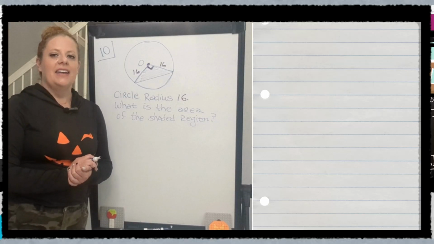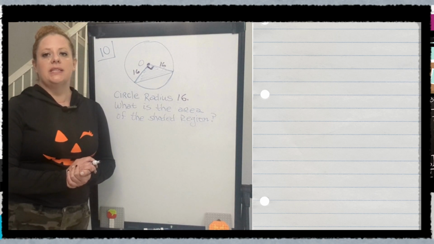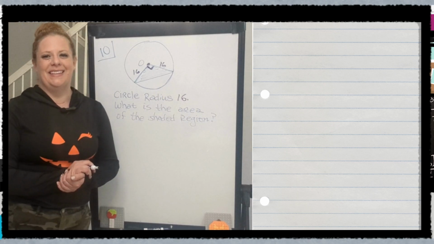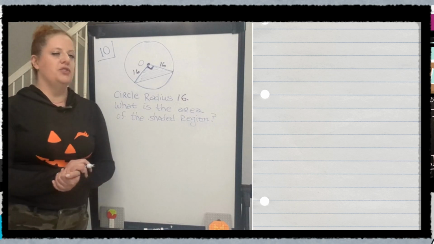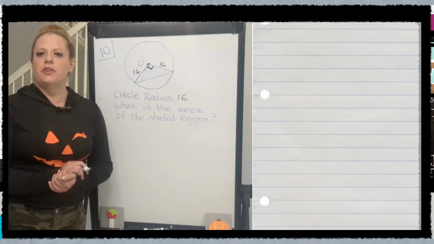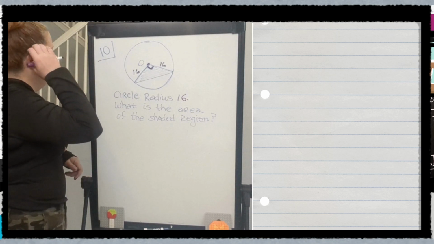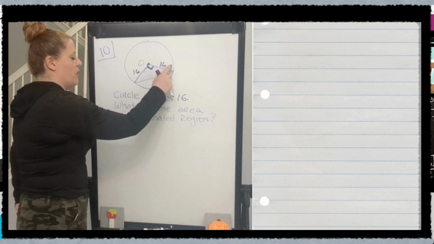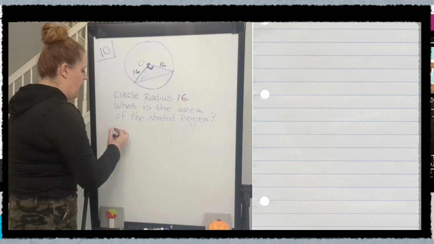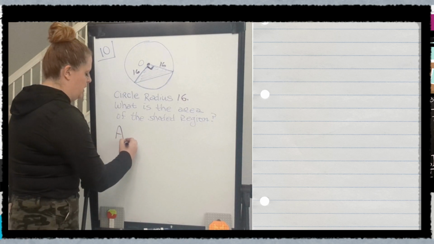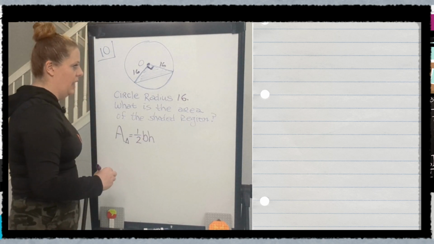Number 10 is a circle with a shaded region in it. They give us the radius of the circle minus 16. Mine is 16, not minus. And they ask us to find the area of the shaded region. The shaded region looks like a triangle to me. We have a 90-degree angle that's given to us, and we know our radii. The 2 radii are 16. And we want the area of that shaded region, area of a triangle, 1/2 base times height.